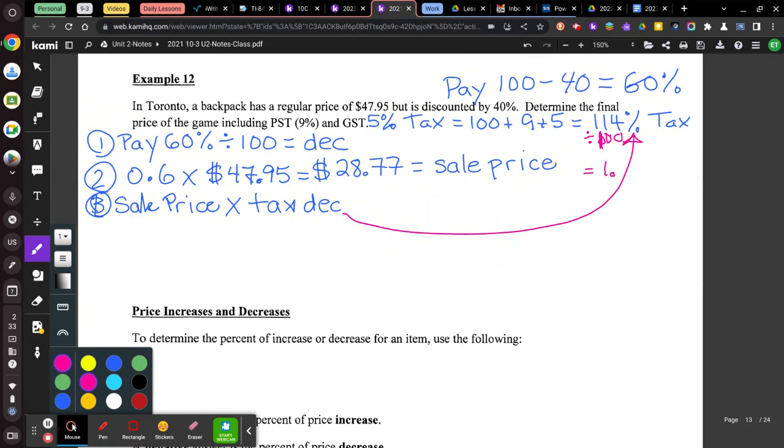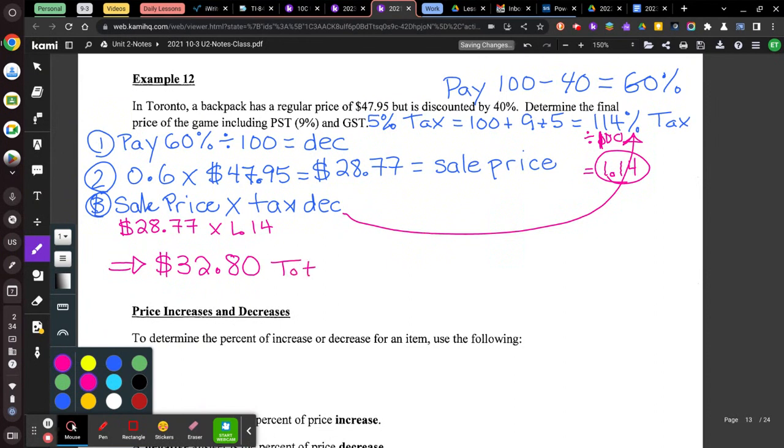So now we're going to get 1.14 as our decimal. So that's the decimal we're timesing by our sale price. So our sale price is $28.77, and we're timesing it by our tax decimal, 1.14. And that's going to give me my total cost with tax. So I'm going to get $32.80. Okay, this is total cost with tax. There we go. Okay.